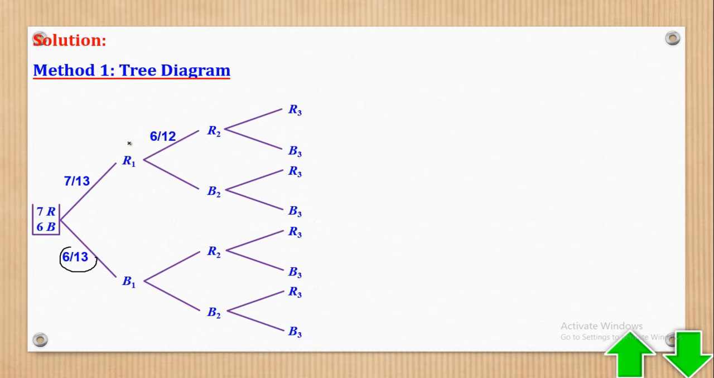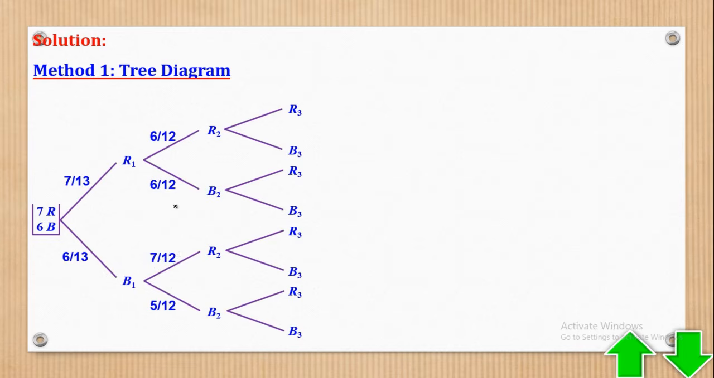Then here, if I pick, it means that this one reduces by 1 and also this one by 1 to give you 6 over 12. And the complement is 6 over 12. Then when I come here, this one reduces by 1 and this one reduces by 1 to give you 5 over 12. And the complement is 7 over 12.